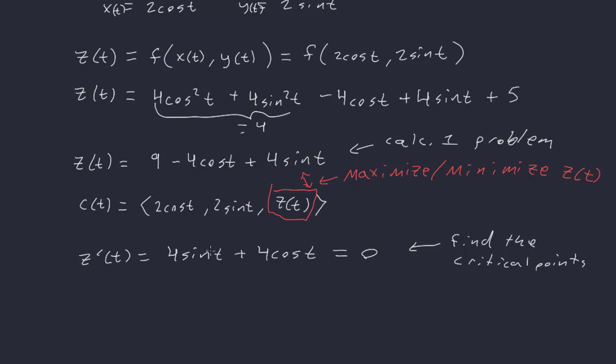So how I would solve this is like this. I would move the sine over to get 4 cosine t is equal to negative 4 sine t. Then I'll divide by 4 cosine of t on both sides to get 1 is equal to negative 4 sine t over 4 cosine t. Of course, the 4's cancel. And sine over cosine is tangent. So what we basically have is that 1 is equal to negative tangent t.